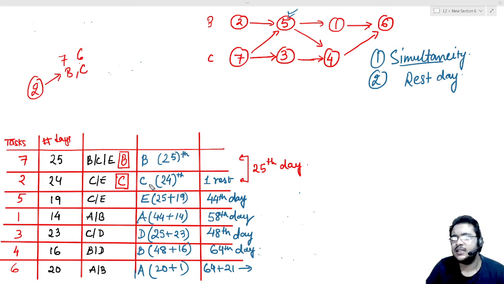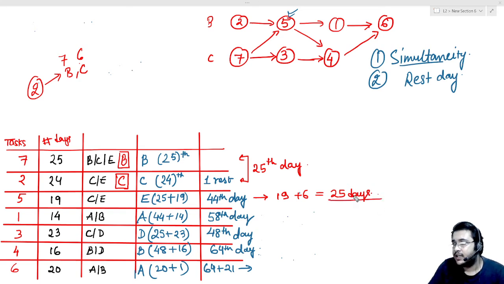Because C is only working from the 20th till the 24th day, so on the 25th day he is anyway taking a rest. So this person will take 19 plus 6, that is 25 days. Okay, so at this point we are at the 50th day.